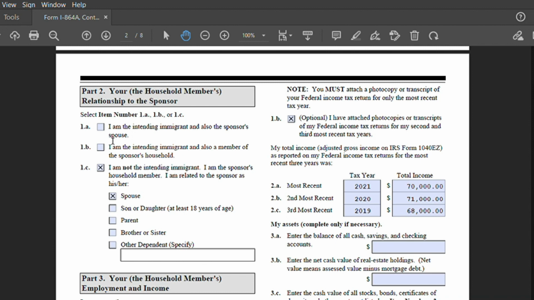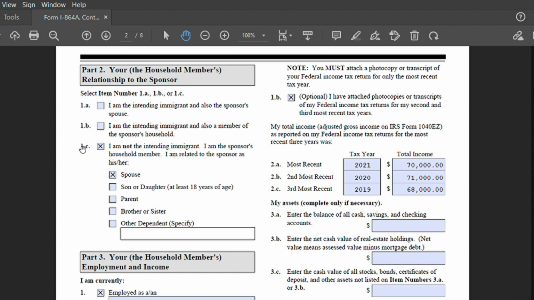So the second option here is I am the intending immigrant and also the member of the sponsor's household. So this would be, for example, the parent of the petitioner or brother or sister or adult son or daughter, for example. So you can select this. And the next option you have is for people who are not the intending immigrants. This is the most frequent option that I see.